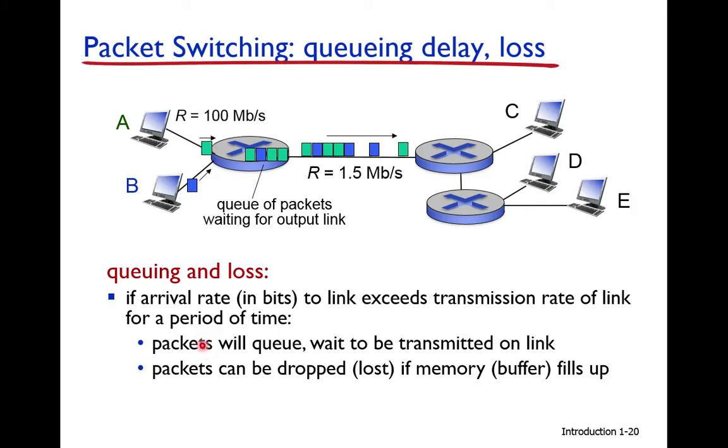they will be lost. Okay, so queuing occurs if the arrival rate exceeds the transmission rate of the link. For example, there are two packets arriving and the outgoing link can support one packet at a time. The packet will queue and wait to be transmitted on the link. It will wait for its turn. And if the queue is full, then the packet can be dropped. The packet can be lost, because the packets are queued in a memory, in a buffer. And if this buffer is full, the incoming packet will be dropped, discarded. So the packets are lost.